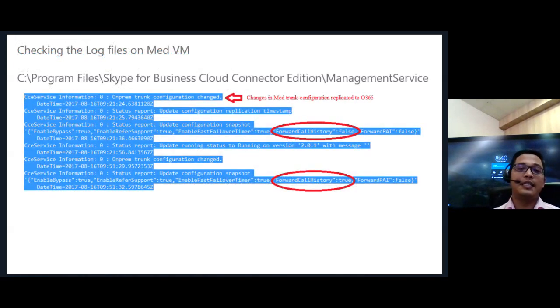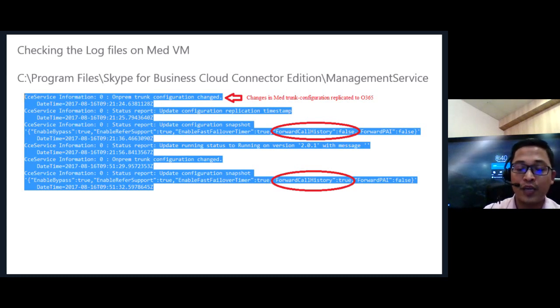Okay, so let's say, for example, I would like to ensure whether anything that I change in Skype for Business Online is replicated back to my mediation server or not. You can have a look, clarify and confirm. You can go to the Skype for Business Hyper-V host server, and then go to Skype for Business Mediation Cloud Edition management service. You open the file, and you will see what changes have been made.